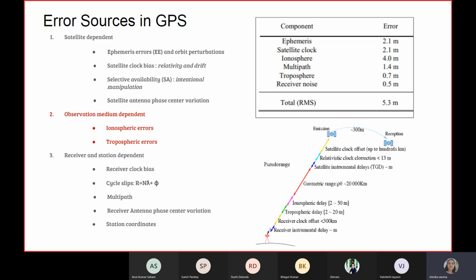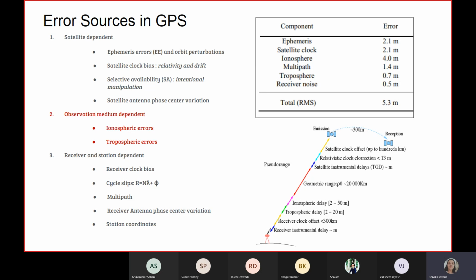The various components of errors are there, as you can see in the table, and how much they become prevalent in the range. You can see the largest amount of error coming in this signal delay is about 4 meters from the ionosphere. That is observation medium dependent error. So we will focus on this and discuss the different types of errors.